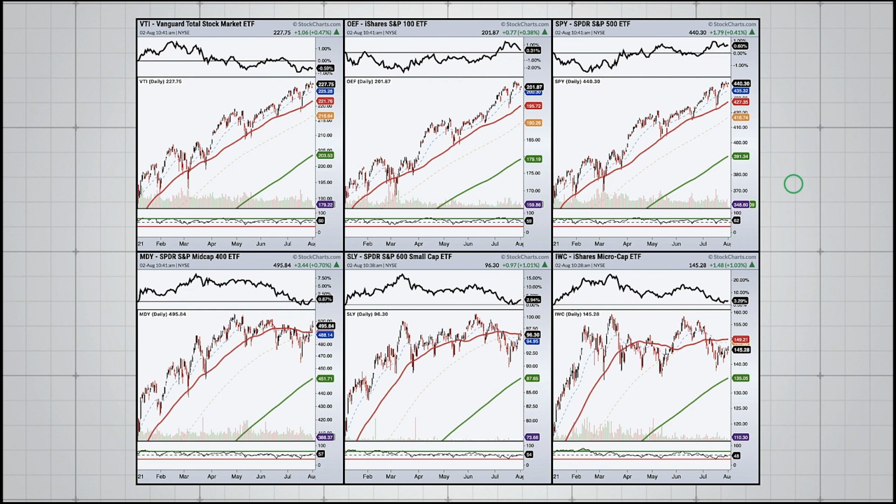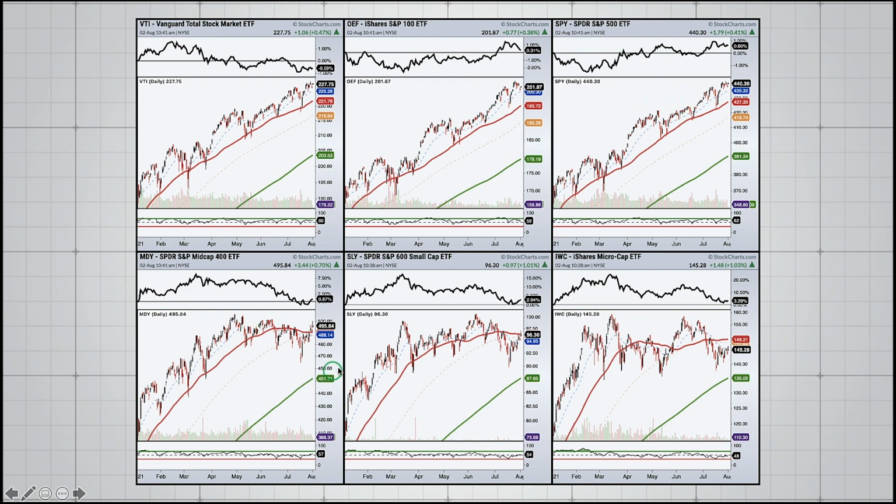We've got the total index up in the top left. That is the Vanguard Total Index, represents the total US stock market, but it is a cap weighted index. So it is weighted towards the big caps, the big guys, the big players in the market. Next up, we have sort of a tour through some of the different cap levels. So we have the S&P 100 here, OEF, sort of in the middle of the top row. We have the S&P 500 large caps, so mega caps down into large caps.